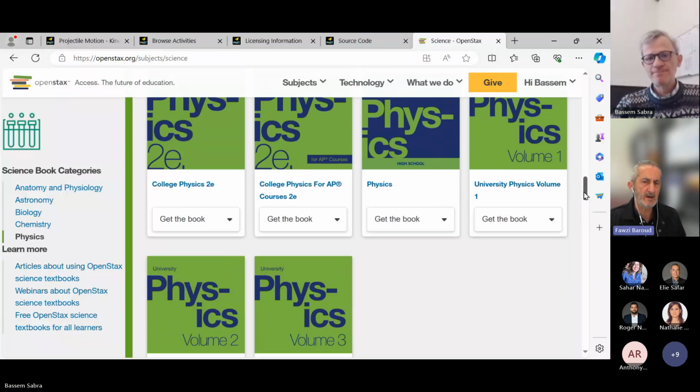Yes, and this has a huge benefit for our students. The first one is about cost: our students don't have to pay for expensive physics textbooks.